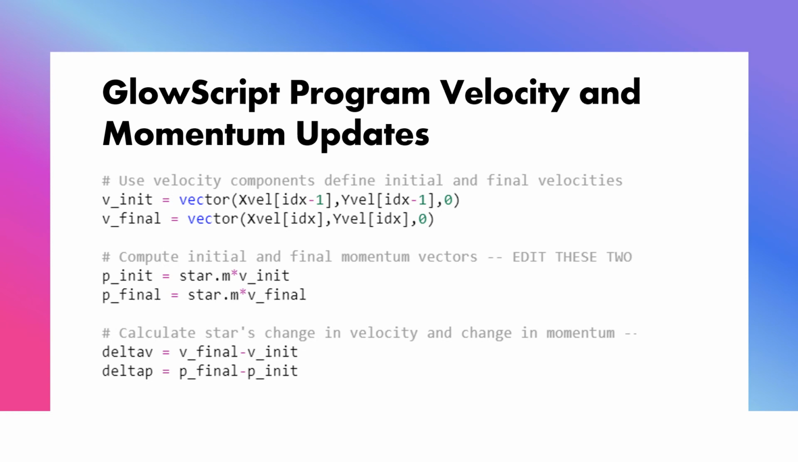The first section of code calculates the initial and final velocities using an index system, and those velocities are multiplied by the given mass of the star to calculate the initial and final momentums. These values will update with each time step. Next, I calculated the change in velocity and momentum by subtracting the initial values from the final values, respectively.